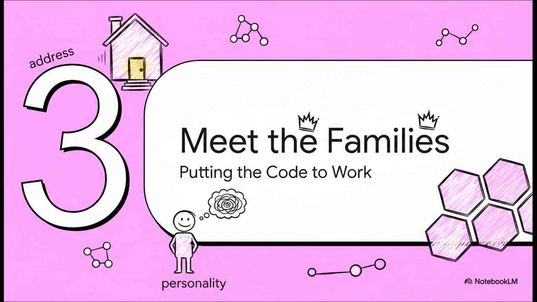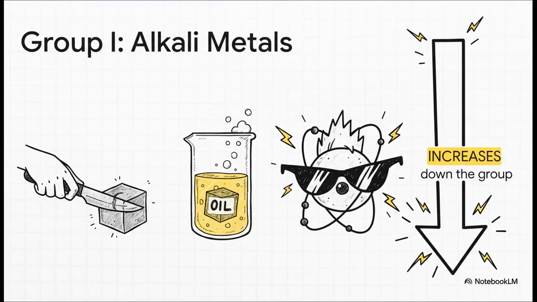Now that we can actually read the code, let's meet some of the table's most famous families and see how their address on this map perfectly predicts their personality. So, way over on the far left, in Group I, we have the alkali metals. These are the rock stars of the table. I mean, they are highly reactive. They're so soft you can literally cut them with a knife, and they are so desperate to react with air, they have to be stored under oil just to keep them calm.